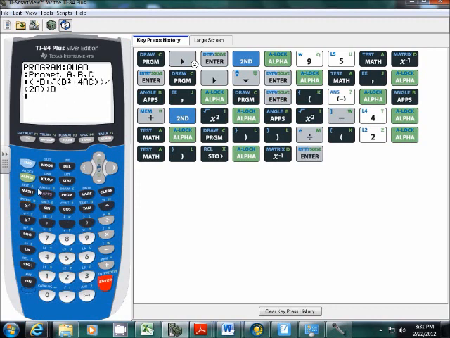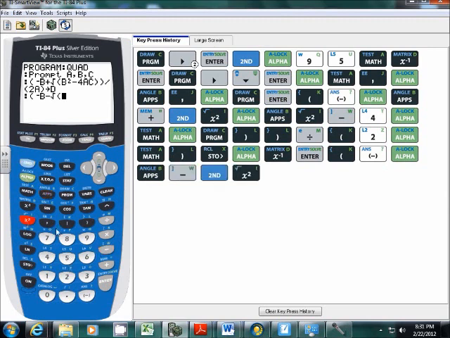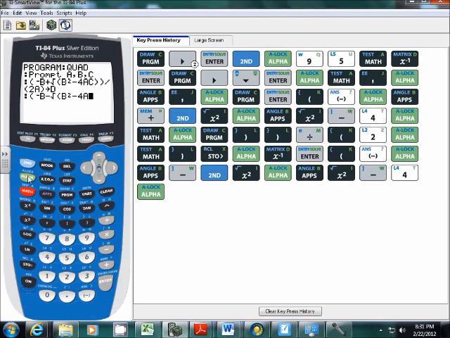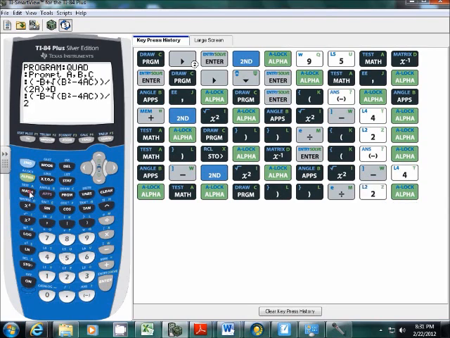And the next line is going to be the negative square root. So exactly the same equation, negative b, in this case minus the square root of b squared minus 4ac, close that up, divided by 2a. And this time I'm going to store that as a different variable, variable e. That's going to be the negative solution.